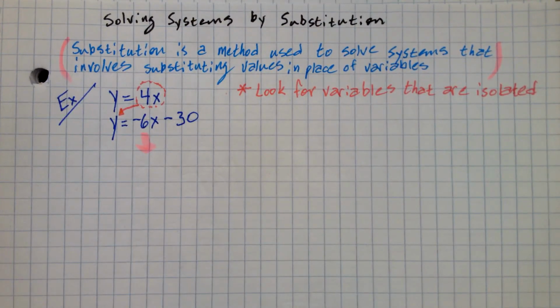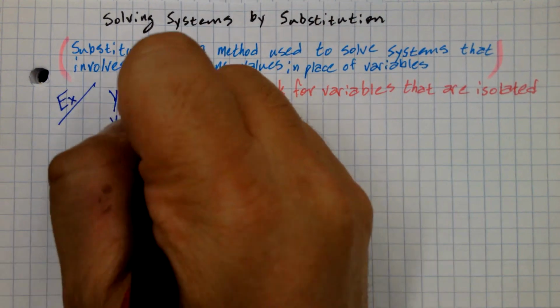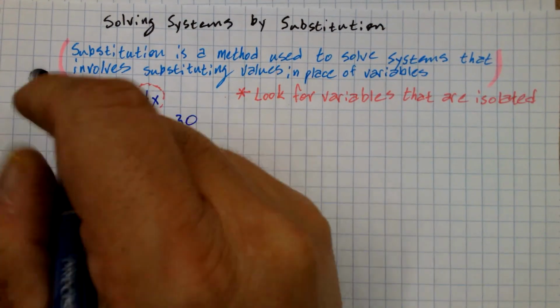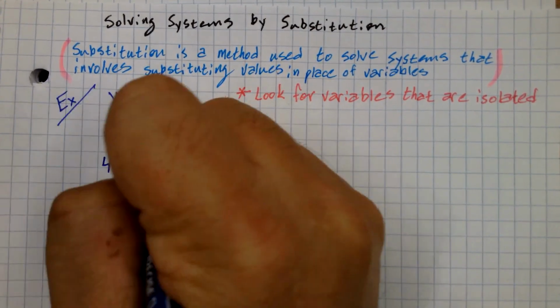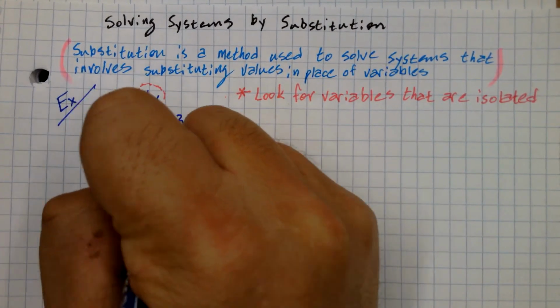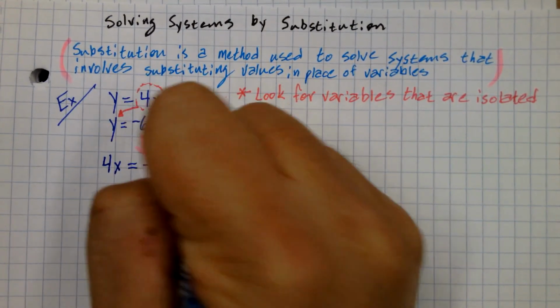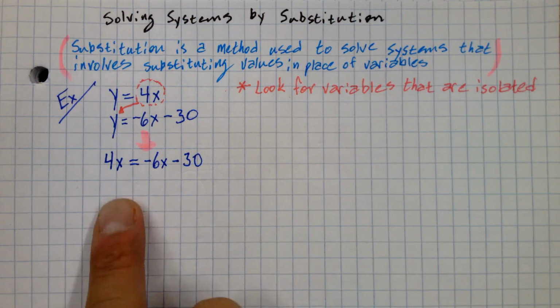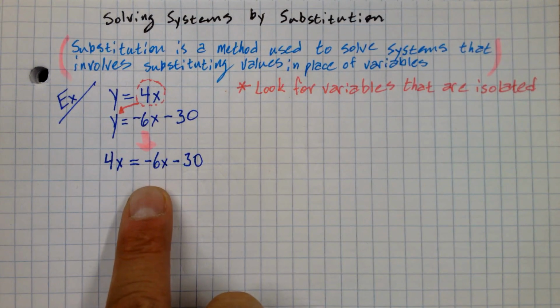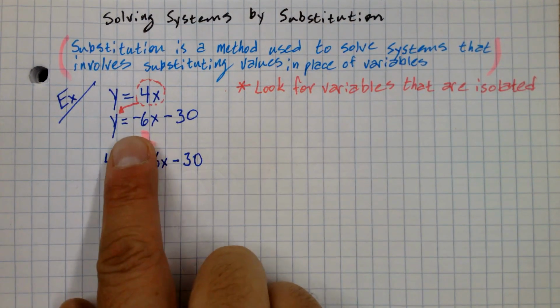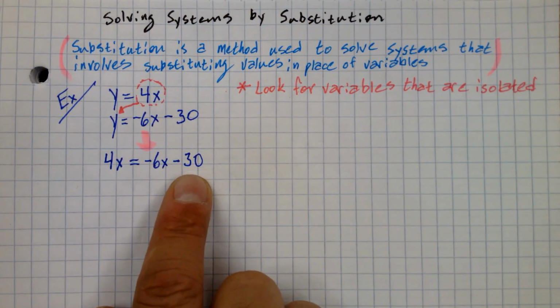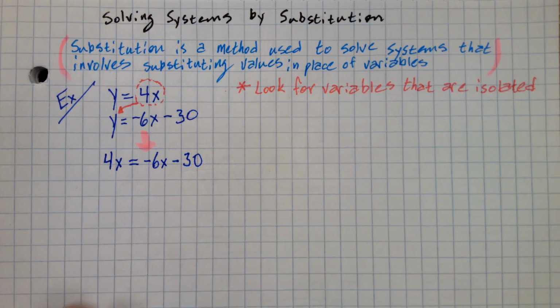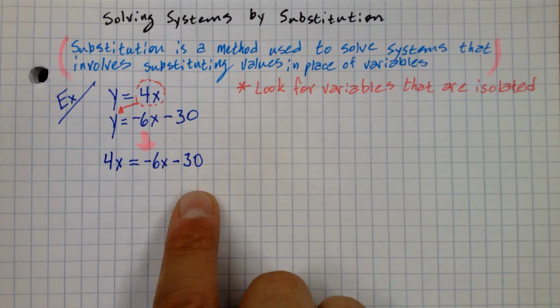So I'm going to move one step down and do my substitution. So instead of y, I'm going to write 4x equals negative 6x minus 30. Okay? So that's basically known as the substitution. Okay? And how is this equation different from the one right above it? What's no longer there? Why? I can't really solve one equation with two different variables, but I can solve one equation with one unique variable, x. So that's why we do this.